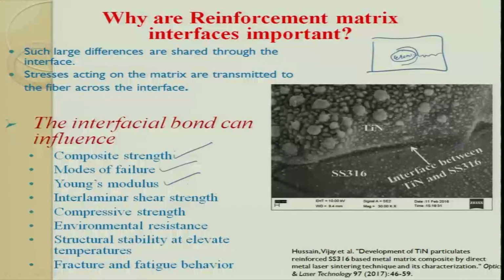Young's modulus, interlaminar shear strength, compressive strength and environmental resistance are also affected. If it is open and water can go inside, it starts reacting or corroding, and it tries to weaken. Structural stability at elevated temperatures also goes down. Fracture and fatigue behavior also fall drastically if we have very poor interfacial bonding. So, now it is clear that the interface is very, very important.